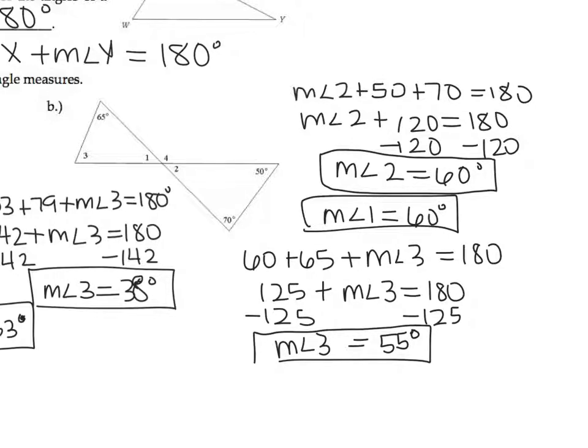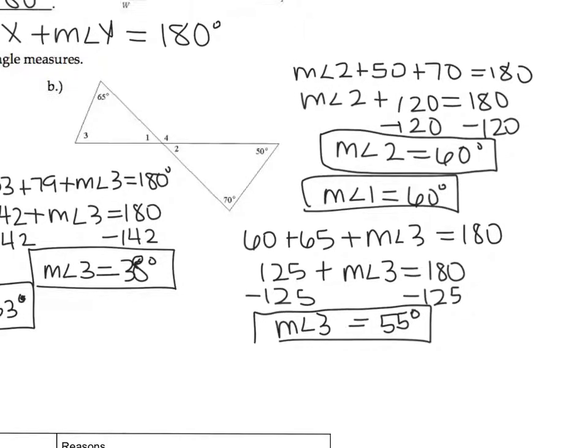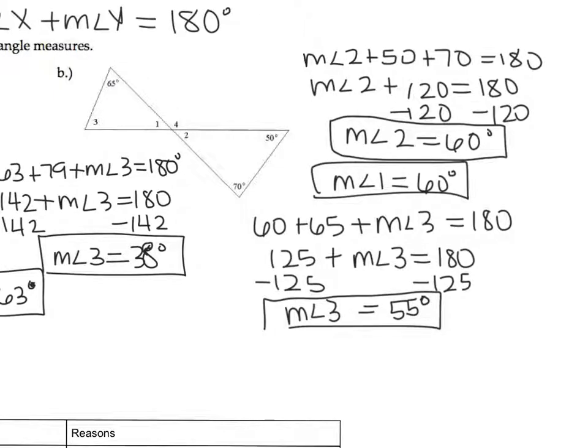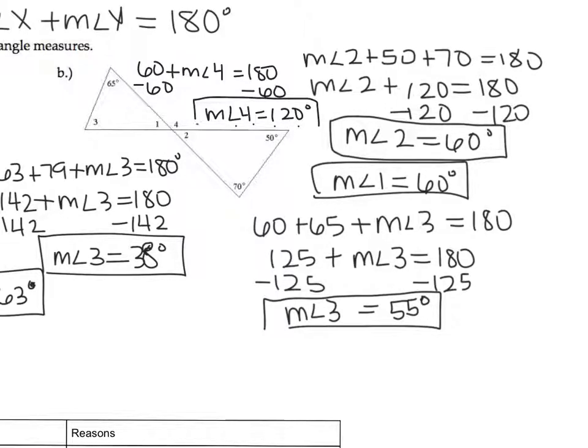That just leaves us with angle 4. Angle 4 forms a linear pair with angle 1. It also, if you look at a different line, forms a linear pair with angle 2. Now, considering angle 1 and angle 2 have the same measure, it doesn't matter which one we use to help us solve for the measure of angle 4. So we'll get 60 plus the measure of angle 4 equals 180. Subtract 60 from both sides, and we get the measure of angle 4 is 120 degrees. And we've solved for all 4 angles.